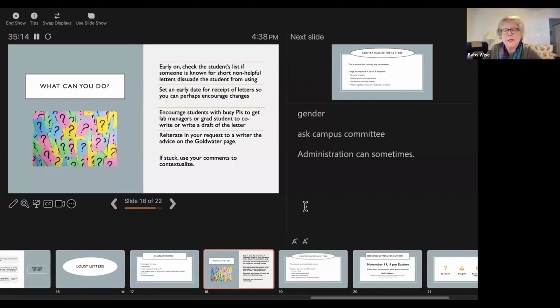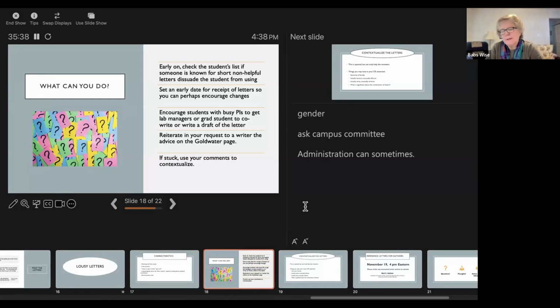So if a letter does come in, say the faculty member forgot to change the gender in the letter, they're using the same letter they wrote for somebody else, and it's a woman that they're writing for, and they still have "he" throughout the letter. That's one of the things you can get fixed, okay? But if you have an early deadline, you can check on that.